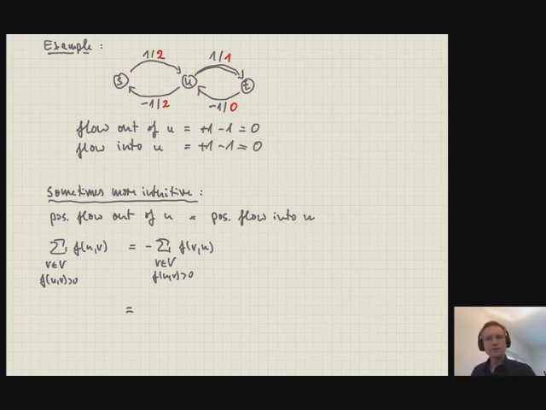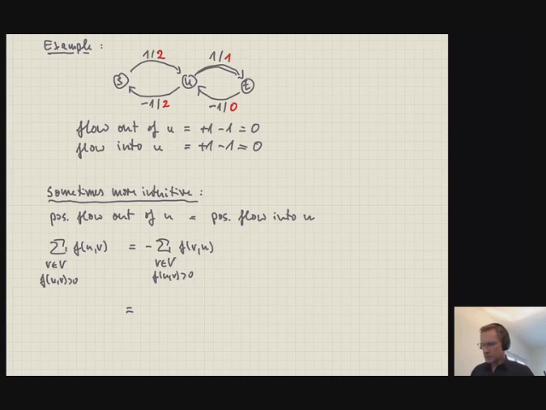I think the more intuitive way of seeing flow conservation is the following. It's that the positive flow out of U is just equal to the positive flow into U, which exactly means that the vertex U does not produce and neither consume anything. Okay, so let us just quickly see that this is exactly the same.